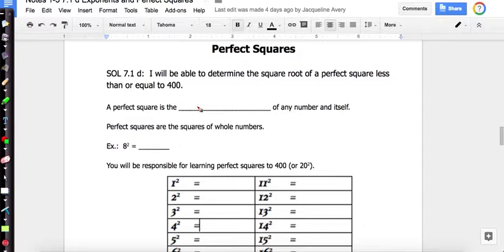A perfect square is the product of any number and itself. So perfect squares are the squares of whole numbers. For example, 8 squared is 64 because 8 times 8 makes 64, and that makes 64 a perfect square. We're going to look at the first 20 perfect squares and complete the table below.